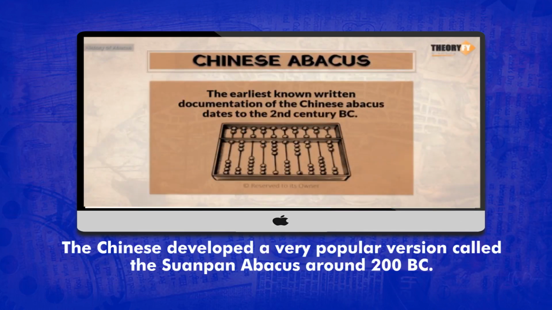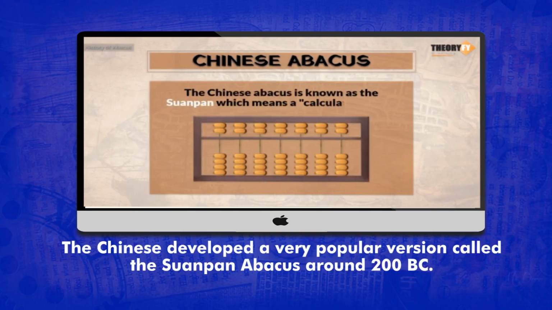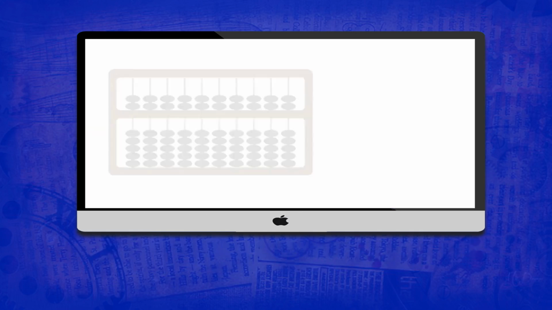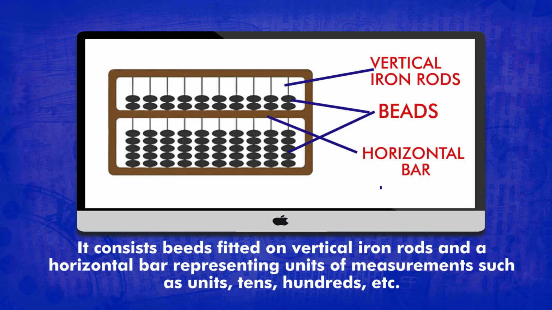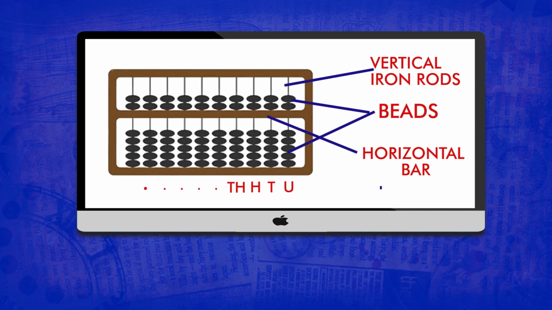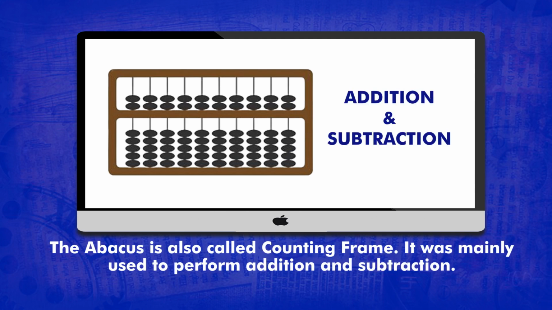The Chinese developed a very popular version called the Suan Pan abacus around 200 BC, which is before Christ. It consists of beads fitted on vertical iron rods and a horizontal bar representing units of measurement such as units, tens, hundreds, thousands, etc. The abacus is also called counting frame, and it was mainly used to perform addition and subtraction.